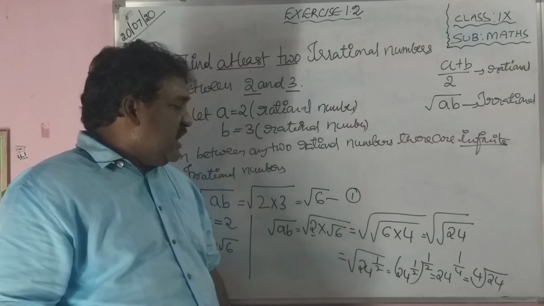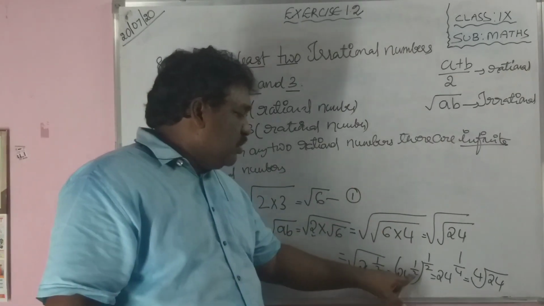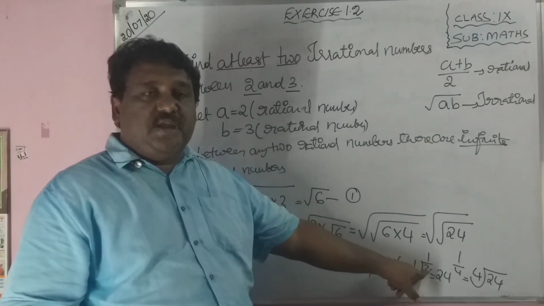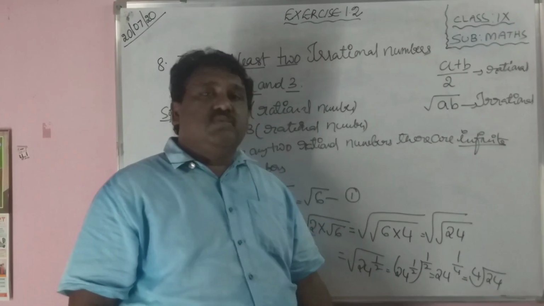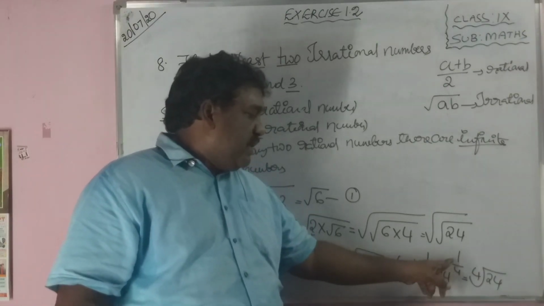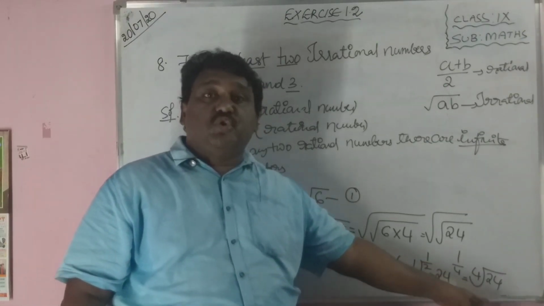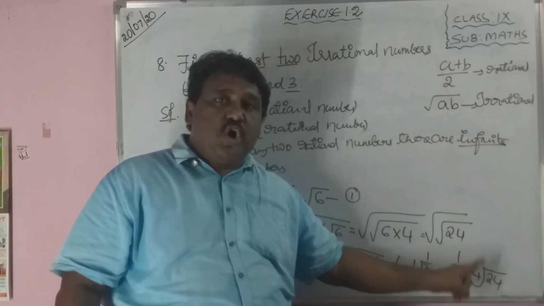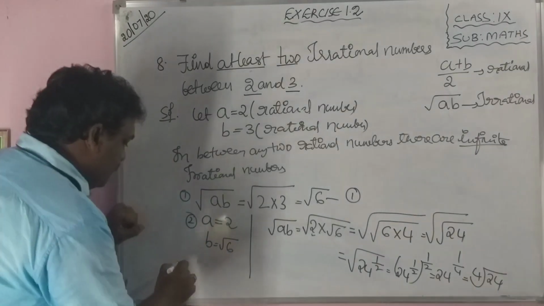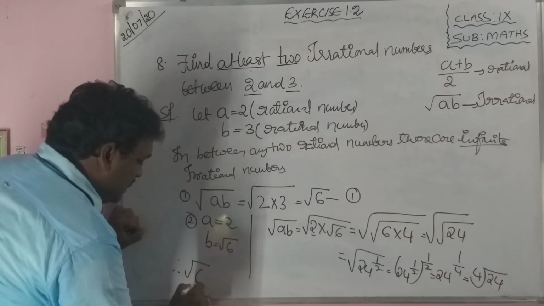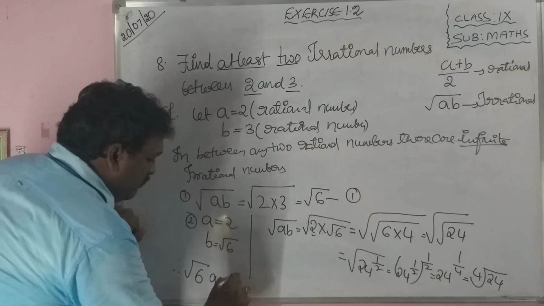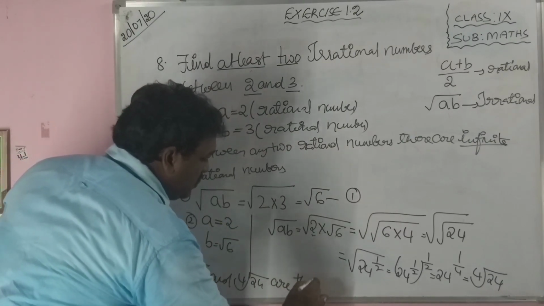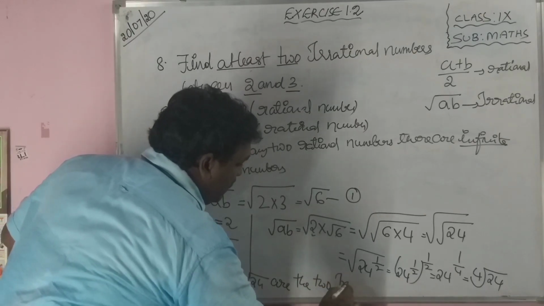How many roots are there? 2 roots are there. One root means 1 by 2. Again one root means 1 by 2. Power 1 by 2 into 1 by 2 is 1 by 4. What we get? 1 by 4 means fourth root. It is not 4 root. Fourth root of 24. Therefore, root 6 and fourth root of 24 are the two irrational numbers.